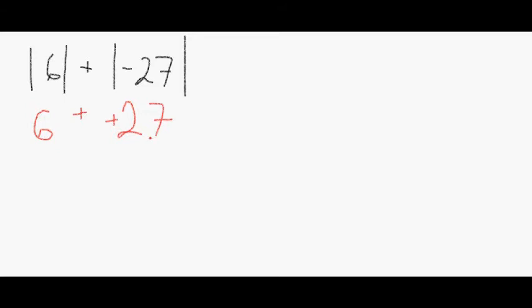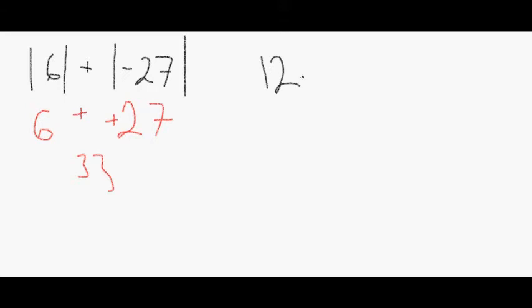6 plus 27 is, oh, help me out, class. Okay, what's 27 plus 6? Very good, 33. So the answer is 33. Alright, that's how you do number 1.